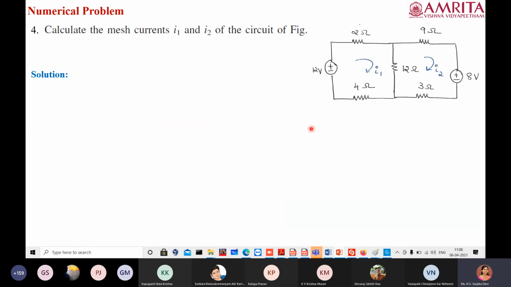Now we will take this numerical in the class. We have to find the mesh currents I1 and I2 for the circuit shown in the figure.